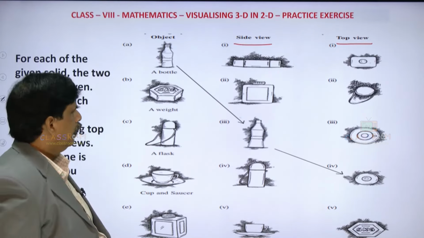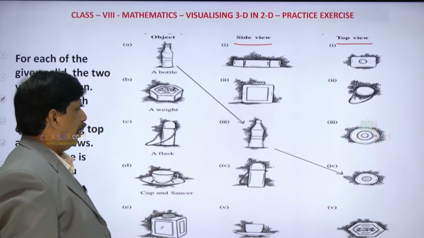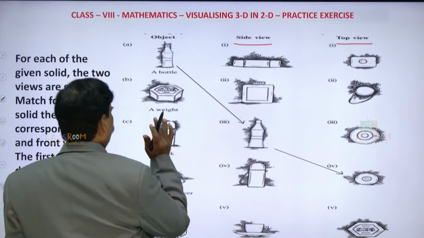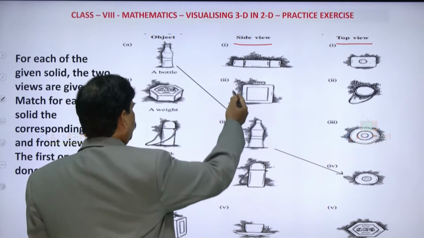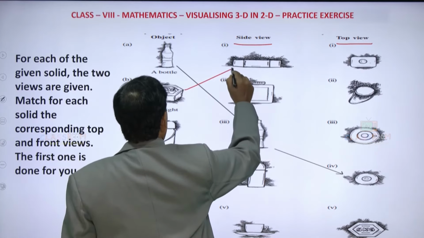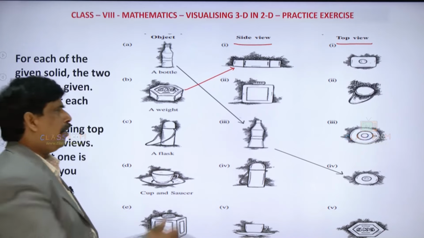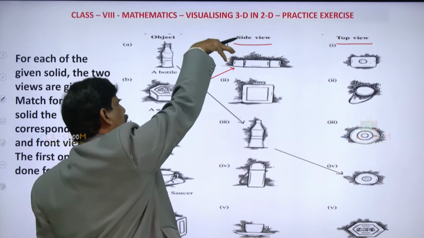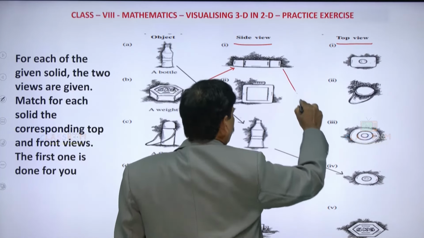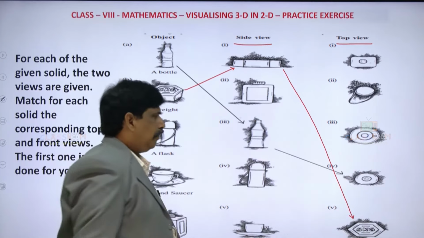It's clear. Now next what we have, a kg weight. We have a weight stone here. So let us see now, if we look from the side, which figure matches here. So this one matches here. Clear? It matches there. And if we see the kg stone from the top, here it is 5 kg written. So it appears like this. This is a 5 kg stone.